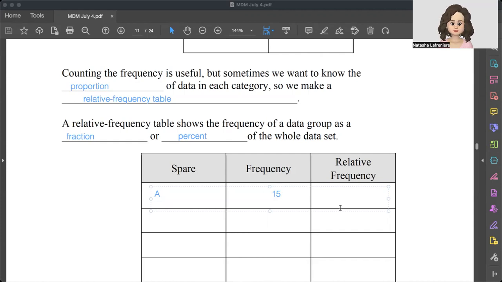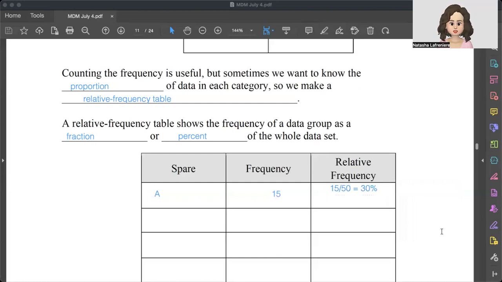Okay, so I'm just going to start a new text here. You would put your 15 over your total amount. Our total amount is 15 plus 14, so 29, plus 9, plus 12. So our total is 50. And then you would turn it into a percentage. So you would do 15 divided by 50 times 100, which would give us 30%.